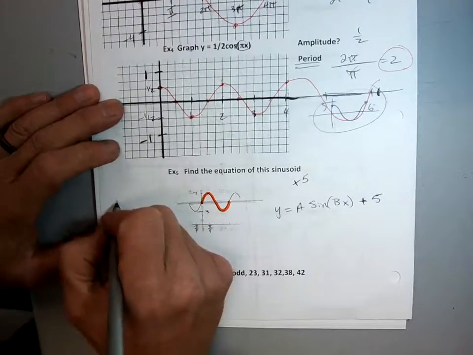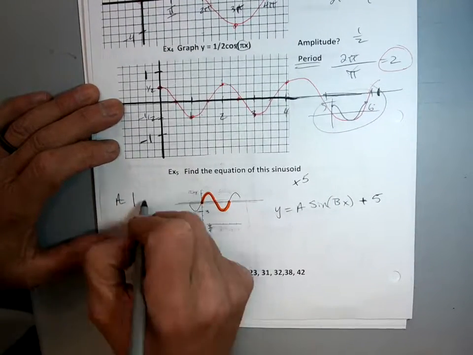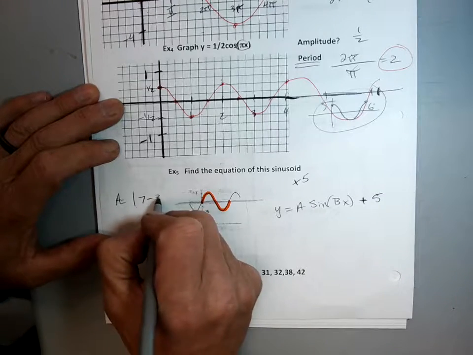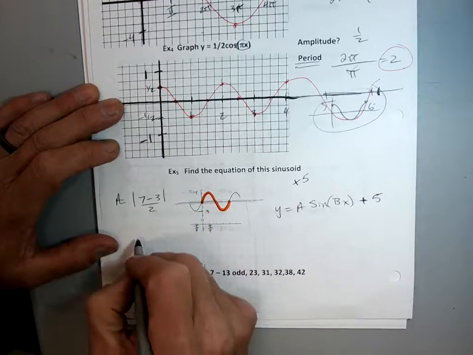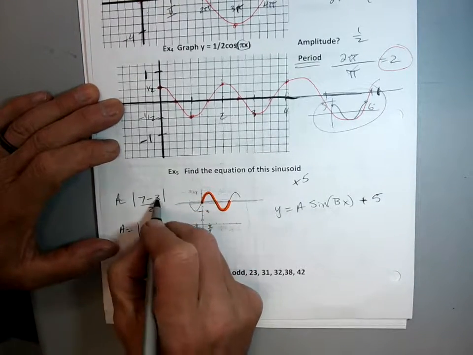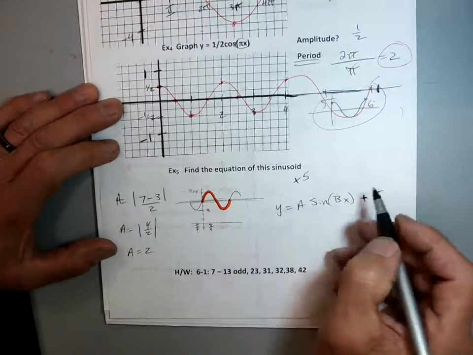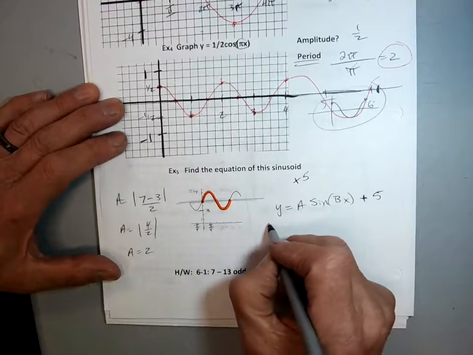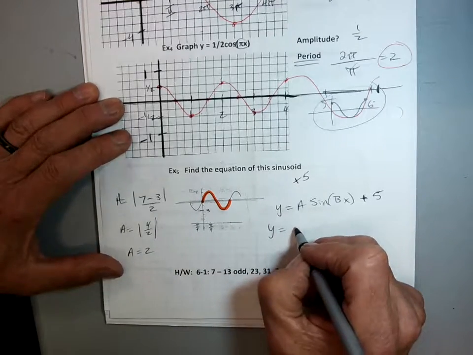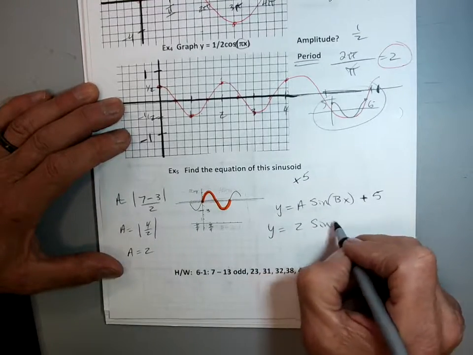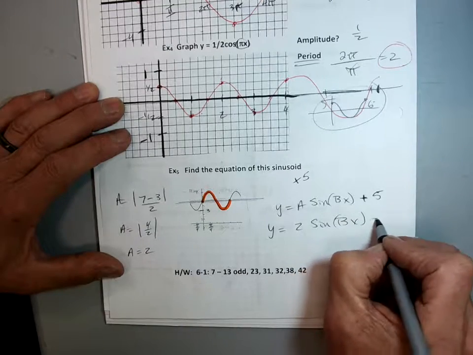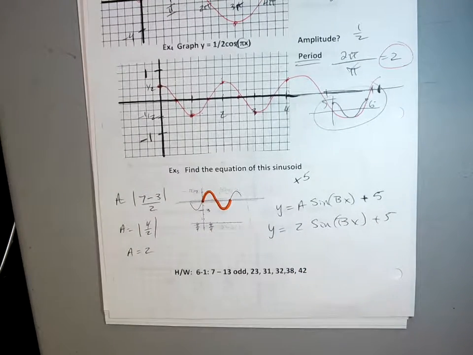But if I'm not sure, we actually have a formula. Amplitude is equal to the max minus the min divided by 2. Amplitude is 4 over 2, which is 2. Okay, I kind of knew it was 2 because it goes up 2, down 2. So here's my equation so far. Y equals 2 sine of bx plus 5. Now, what I need to do is find my frequency.